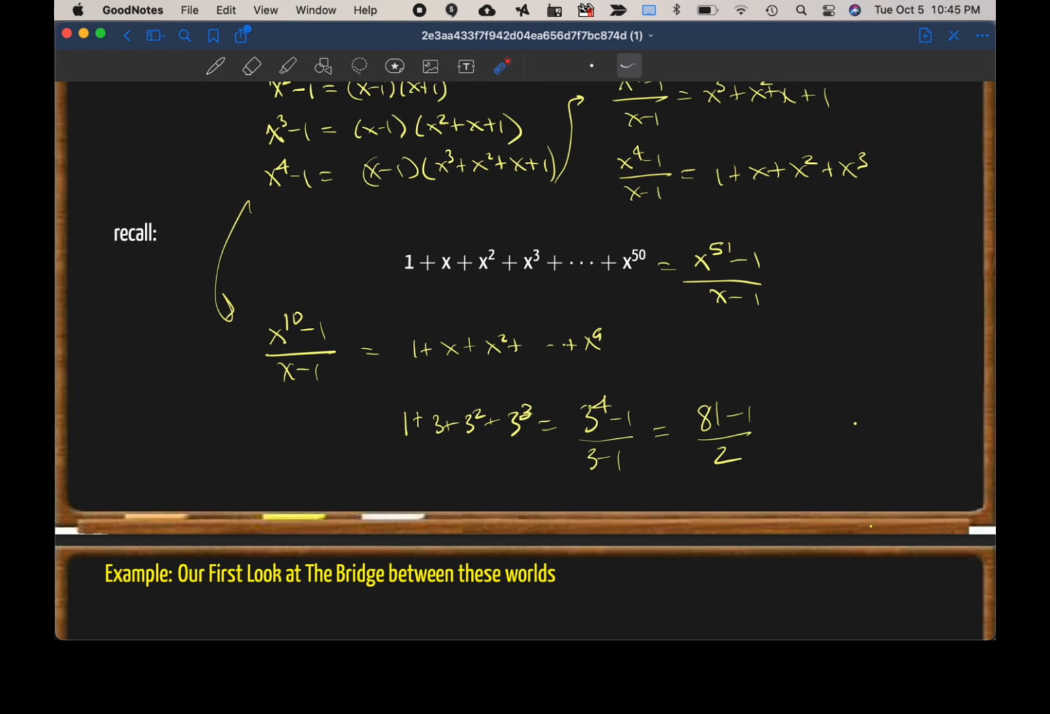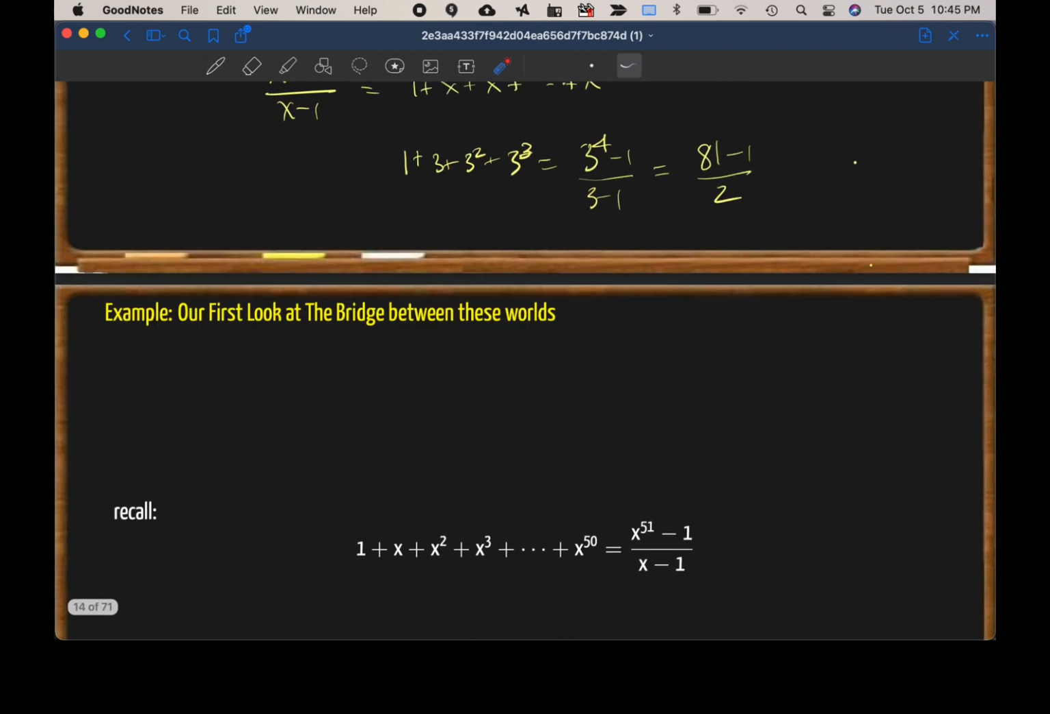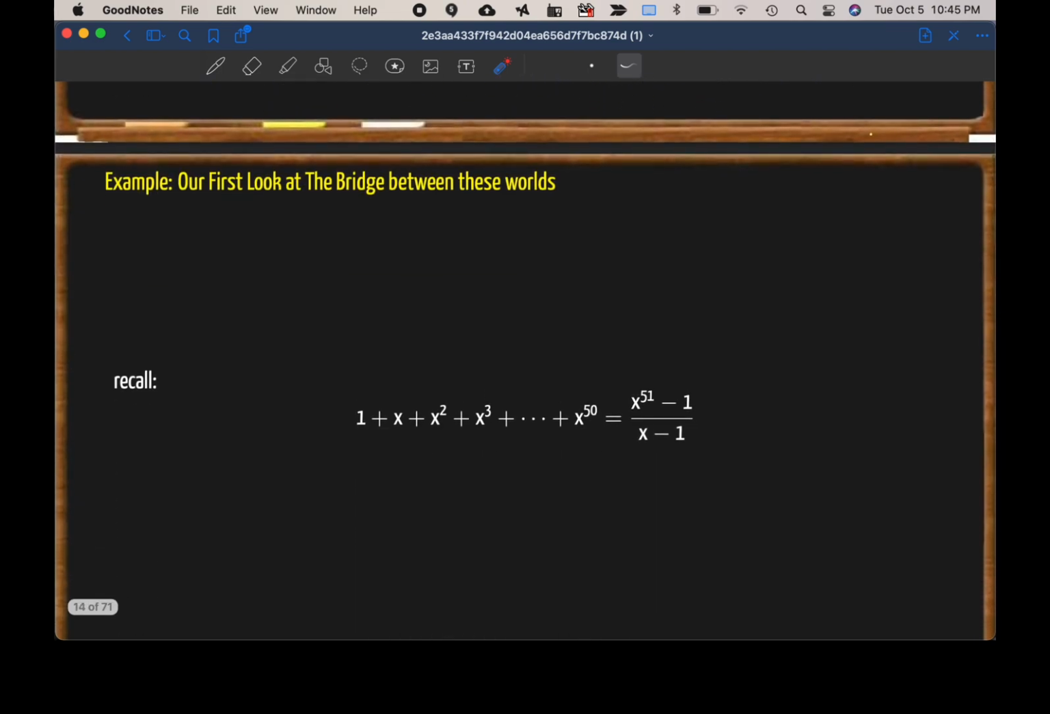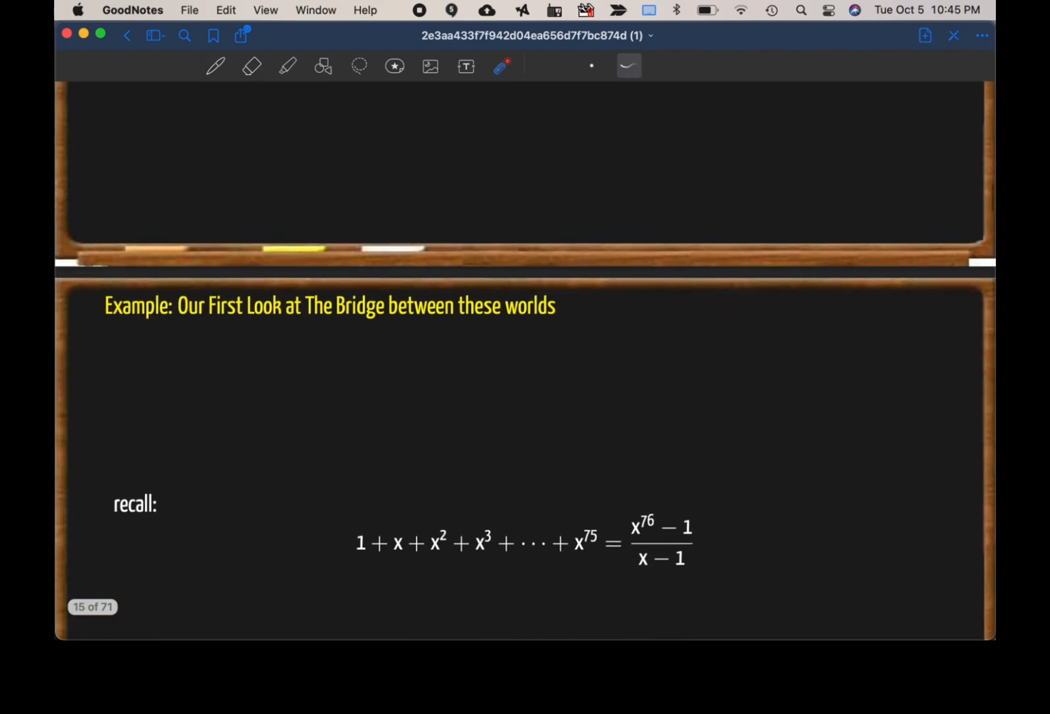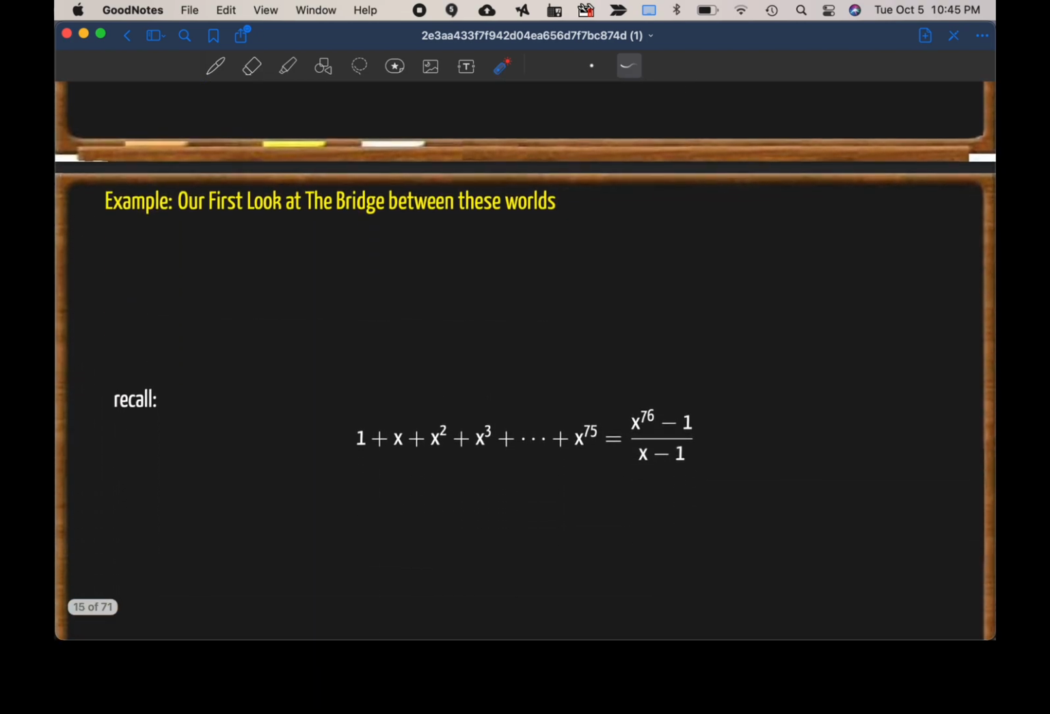All right, so this could be added this way because of the geometric sum. Same thing if you were going to go all the way to 75. That would just be, since this is 75, you take one more, that puts you at 76, and then you do the rest of it like that. That gives you the geometric sum.